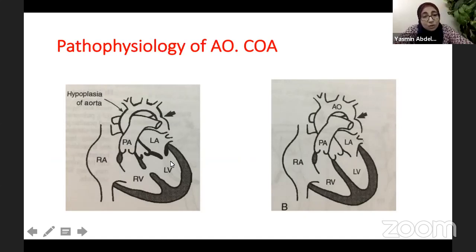And this will lead to a gradually small LV in utero in the fetus. So after birth, shortly after closure of the PDA, the patient will not be able to maintain flow to the descending aorta and will enter into circulatory shock. And this is the presentation of a critically ill neonate with aortic coarctation.